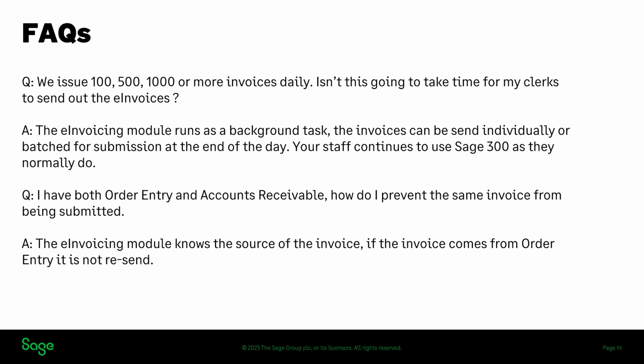Right. Many of our customers have both order entry and accounts receivable, and one concern that comes up is that the order entry invoice flows into accounts receivable. Well, how do we make sure that doesn't get submitted twice? We know where the invoice is coming from, whether it's coming from OE or AR. If that invoice resides in order entry and gets set up for submission, we mark it so it doesn't get resubmitted out of accounts receivable by accident. So there are checks and balances built into the e-invoice module to prevent those things from happening.